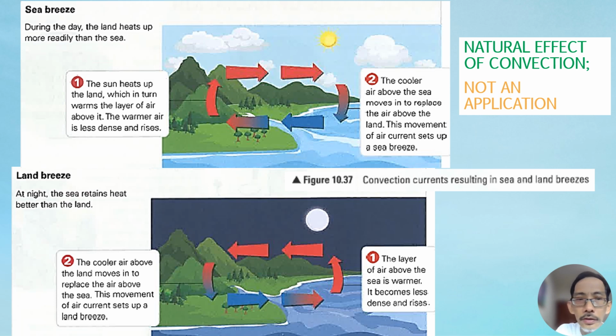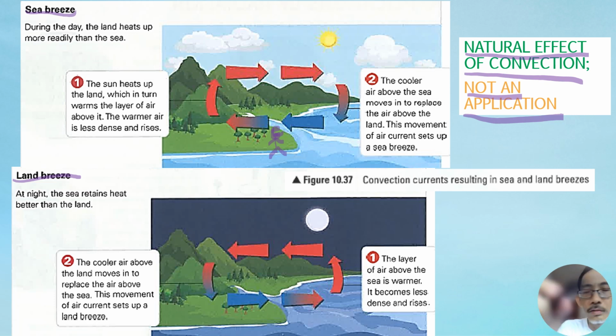Okay, we are still continuing on the part of convection, but take note, this is not an application. These slides are explaining what is sea breeze and land breeze. It's not an application, it's more of a natural effect due to convection. So let me just quickly run through these two parts. First one is called sea breeze. Now before that, let me just draw a human standing on this part of the picture. So let's go through the points here.